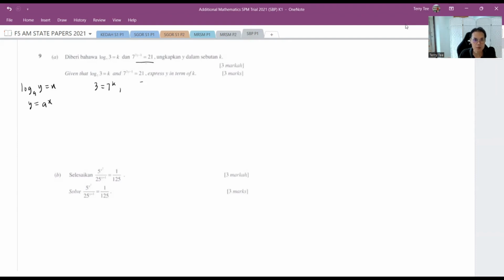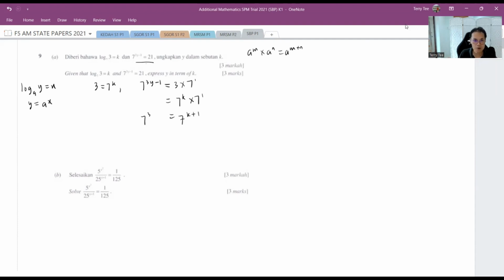Now let's look at the second equation. We have 7 power 3y minus 1 is 21. Now you've got to think, 21 can be broken down into two numbers, which is what? 3 times 7. Since my 3 is 7 power k, I can multiply with 7. I replace my 3 here with 7 power k and I multiply with 7 power 1. In law of indices, a power m times a power n, we group them together, is a power m plus n. In this case, 7 power k plus 1.